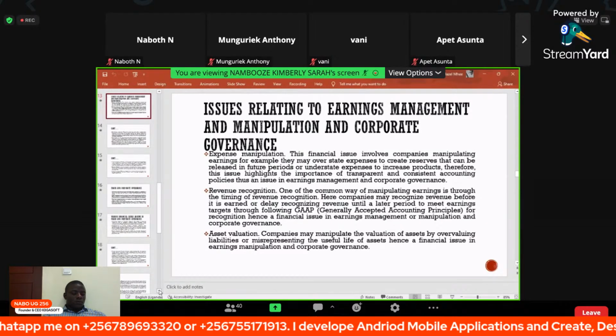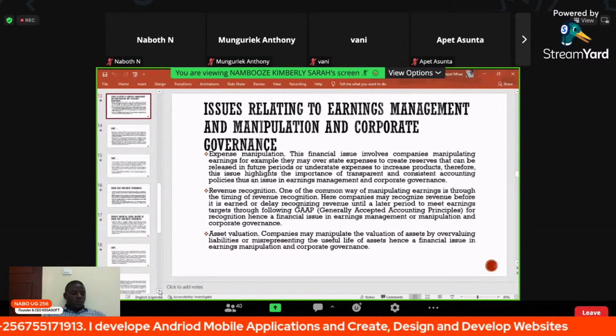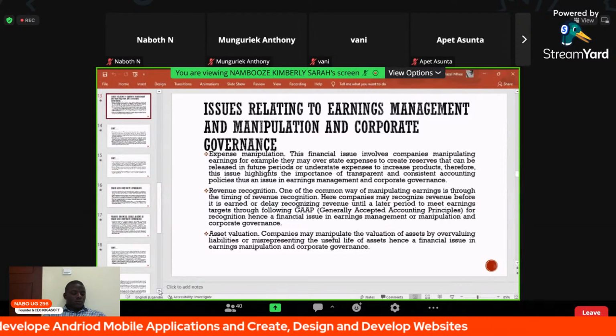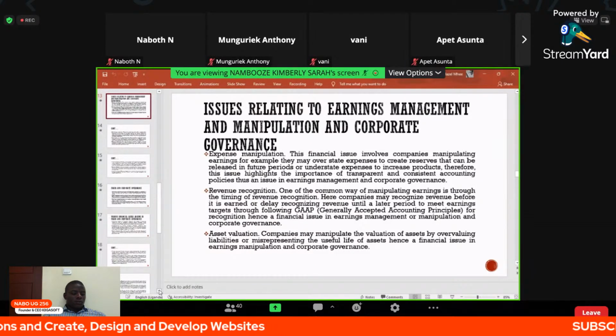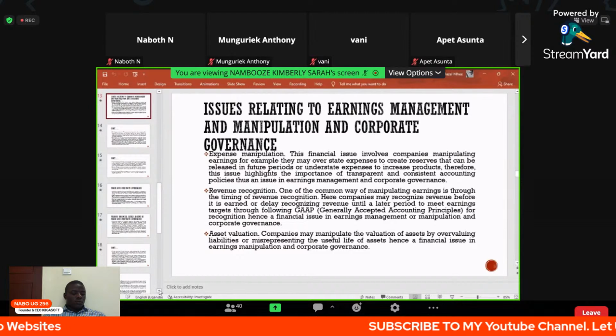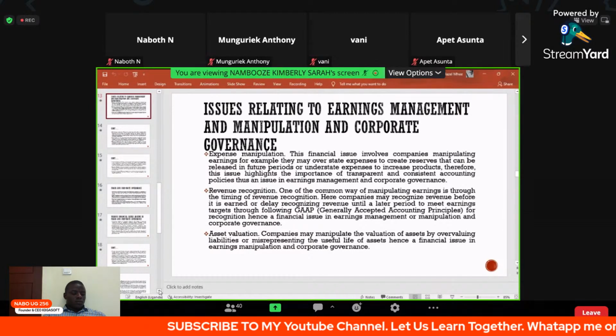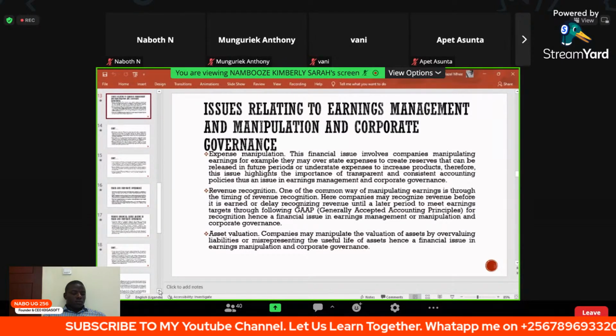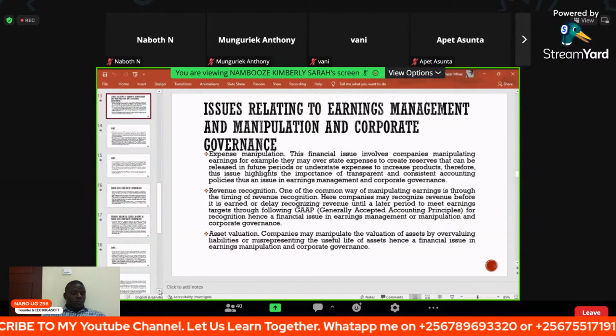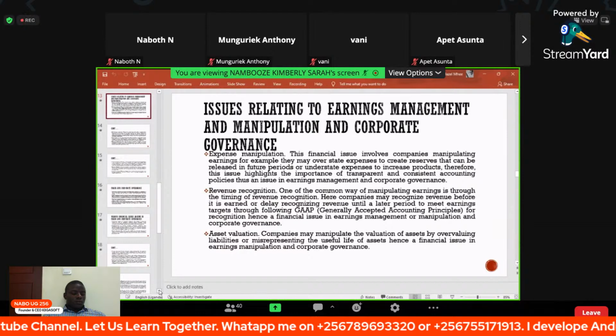Another thing is revenue recognition. Here, companies may recognize revenue before it is earned, or delay recognizing revenue until a later period to meet earnings targets. This goes against generally accepted accounting principles for recognition, hence a financial issue in earnings management or manipulation and corporate governance.